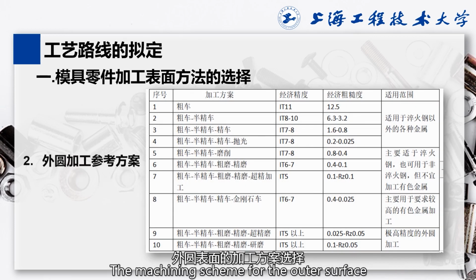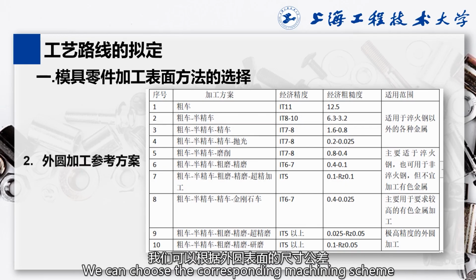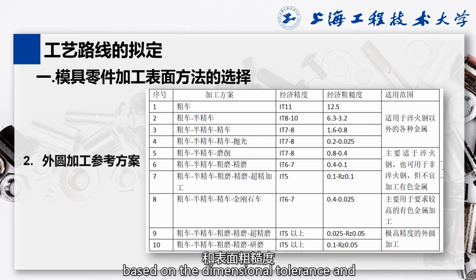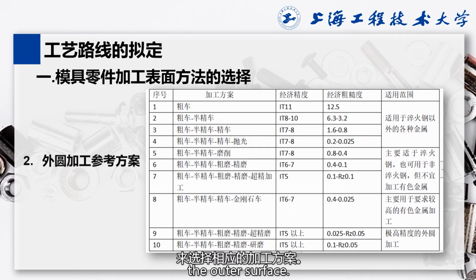The machining scheme for the outer surface is shown in the table below. We can choose the corresponding machining scheme based on the dimensional tolerance and surface roughness of the outer surface.